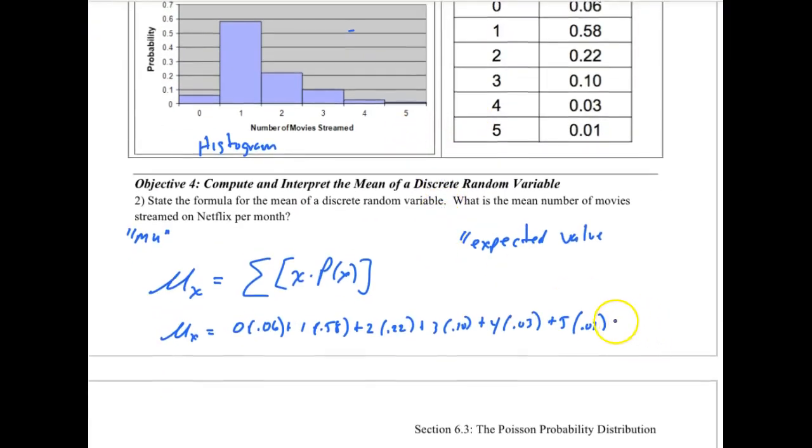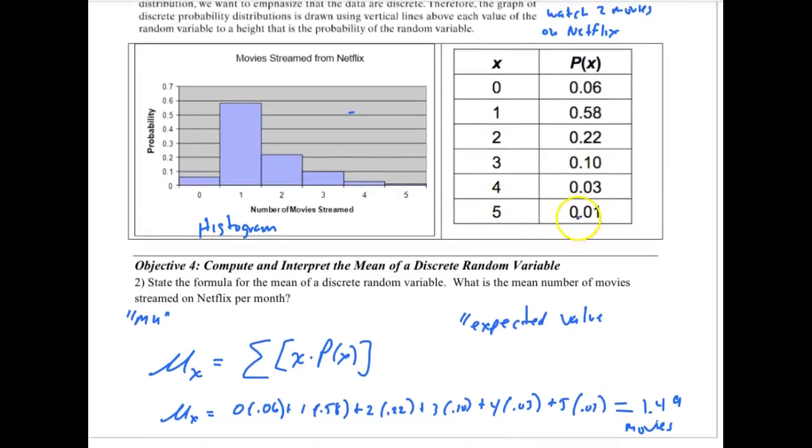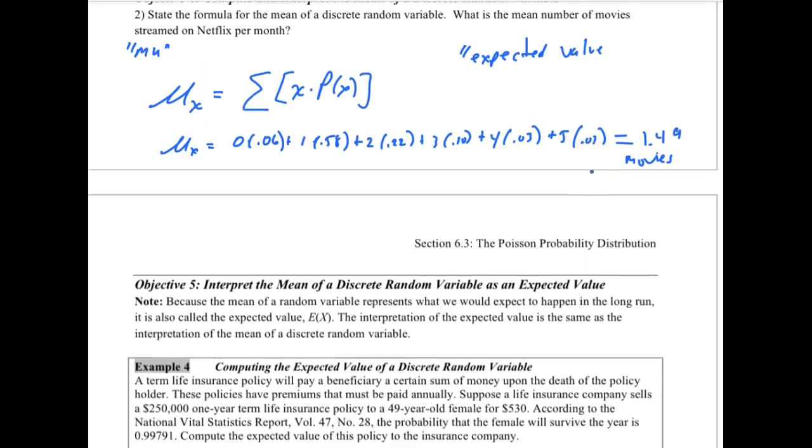So that's the value we would have for this result here. This would be equal to 1.49 movies if you add that up. I use StatCrunch to get that calculation for us. And so now we can have the mean or expected value.